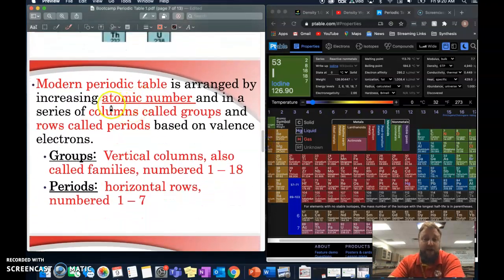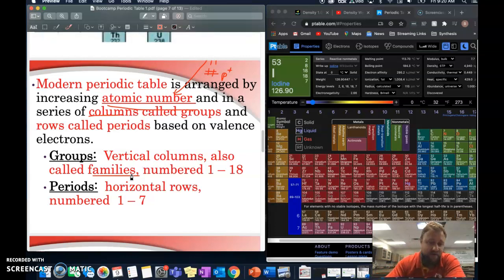So yeah, in the modern periodic table we go by atomic number. Remember, this is equal to our number of protons, which gives us the identity of our atoms. So it goes by that. Our columns are what we call groups, or you'll hear them called families sometimes, because they act similar and do a lot of the same things.